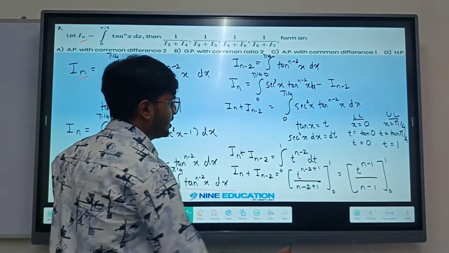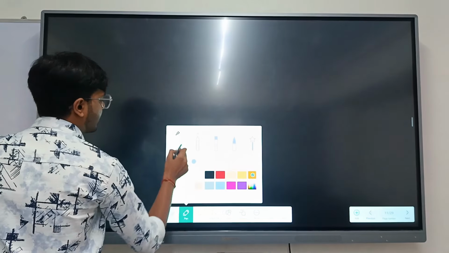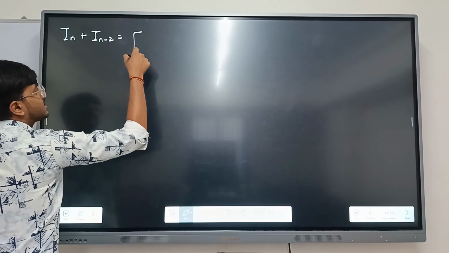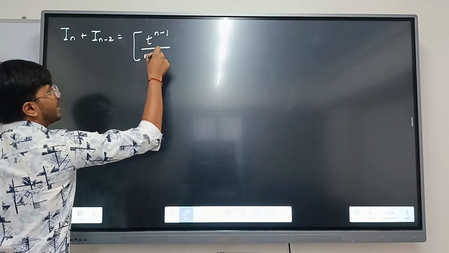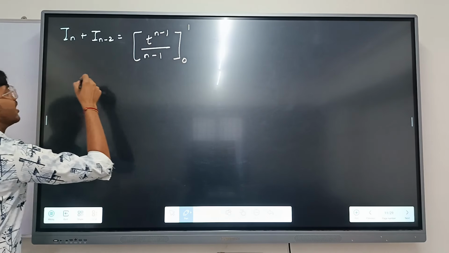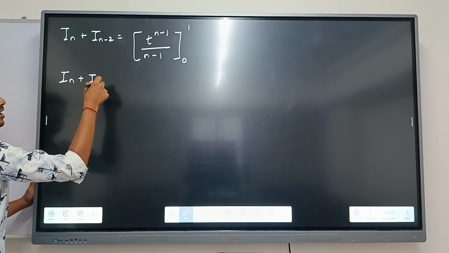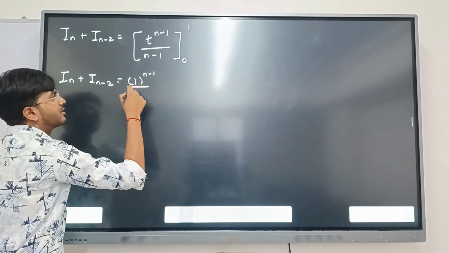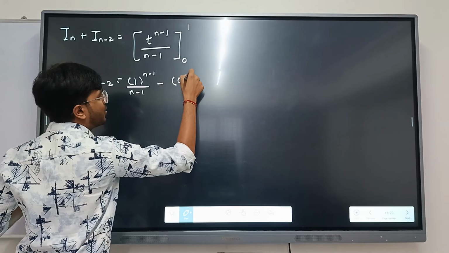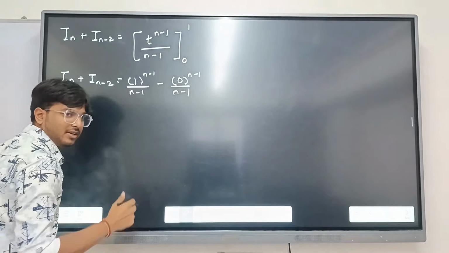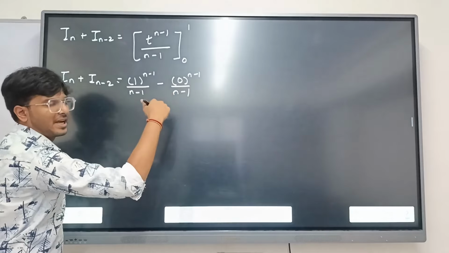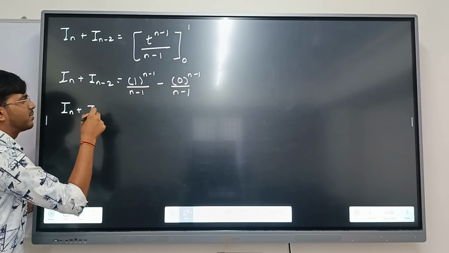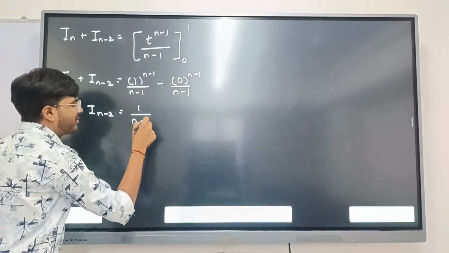So let's put in the limits. If I put in the limits, what will I get? In plus In minus 2 was t power n minus 1 divided by n minus 1, limits from 0 to 1. So I'll get In plus In minus 2 as, substitute 1, 1 power n minus 1 divided by n minus 1, minus the lower limit 0, 0 power n minus 1 divided by n minus 1. 0 power anything is 0, 0 by anything is 0, so this goes to 0. 1 power anything is 1. So what do I get? In plus In minus 2 equal to 1 by n minus 1.